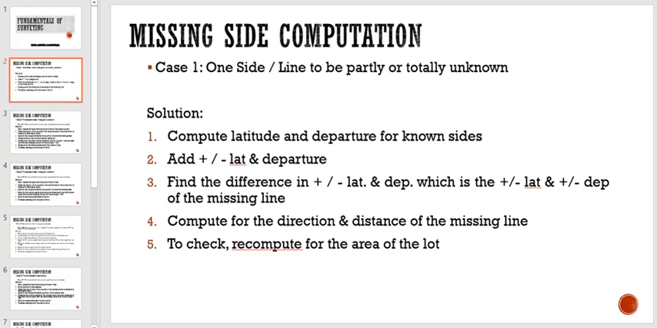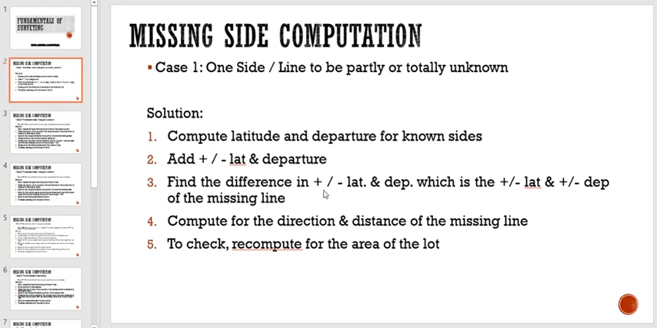Actually, there are three cases when you are dealing with the missing side computation. We have case one: one side or line to be partly or totally unknown. So unsa ang set of solution diha? Of course, number one, compute the latitude and departure for known sides. Unahon sa itong mga known or given na mga sides. Then i-add nimo ang latitude, positive and negative, and departure, positive and negative.